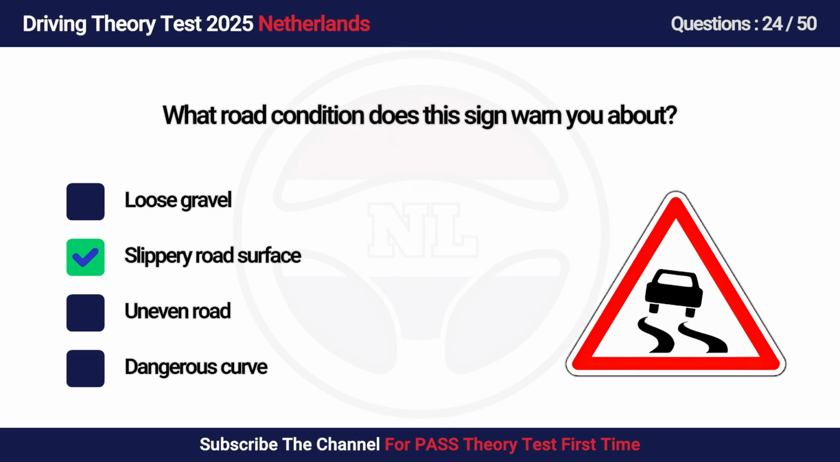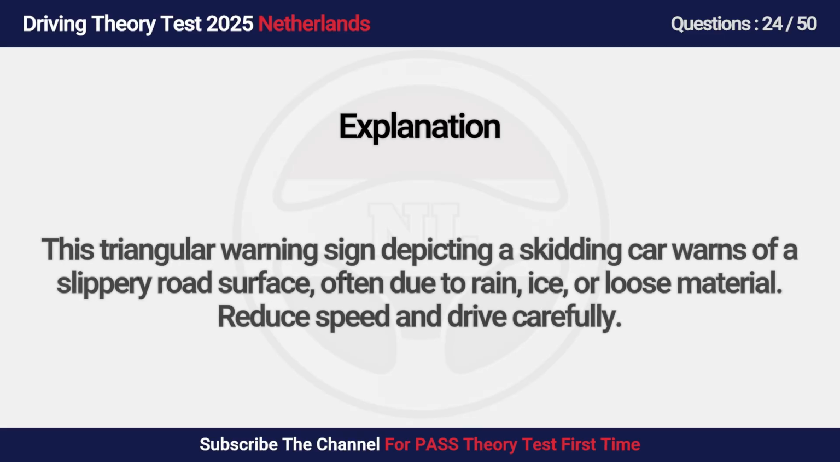Answer is B. Slippery road surface. This triangular warning sign depicting a skidding car warns of a slippery road surface, often due to rain, ice, or loose material. Reduce speed and drive carefully.